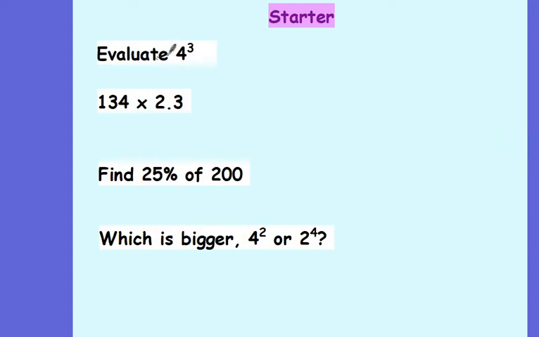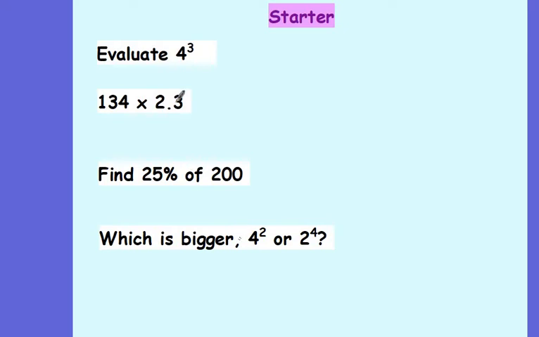Can you evaluate 4 to the power 3 for me, so work out the value of that? Can you work out 134 times 2.3? Can you then find 25% of 200? And which is bigger, 4 squared or 2 to the power 4? Pause the video and have a go at those questions in your light blue books now, please.